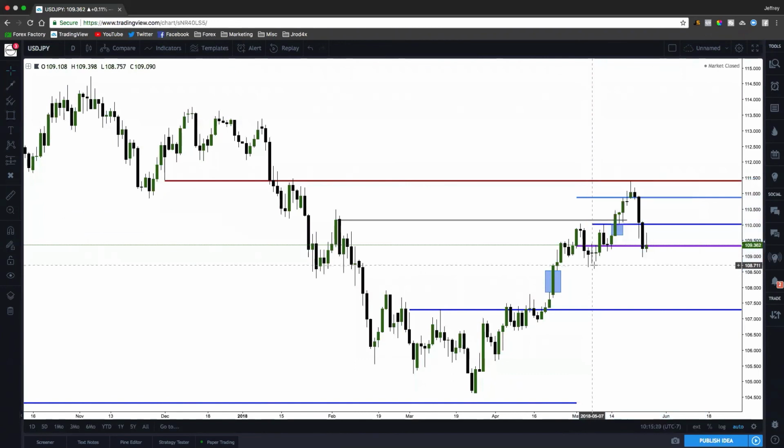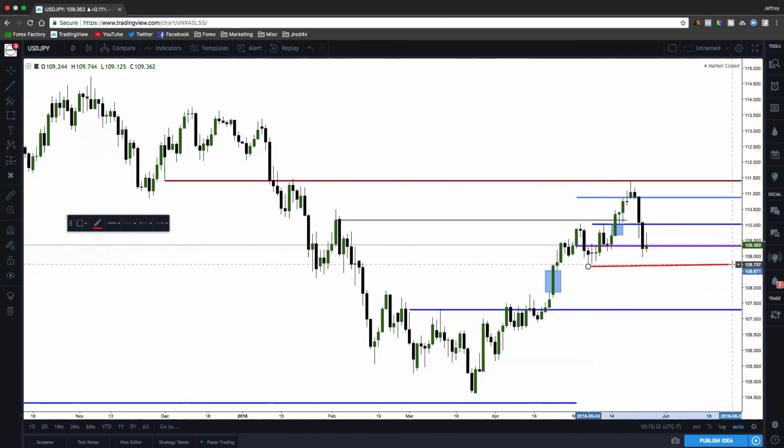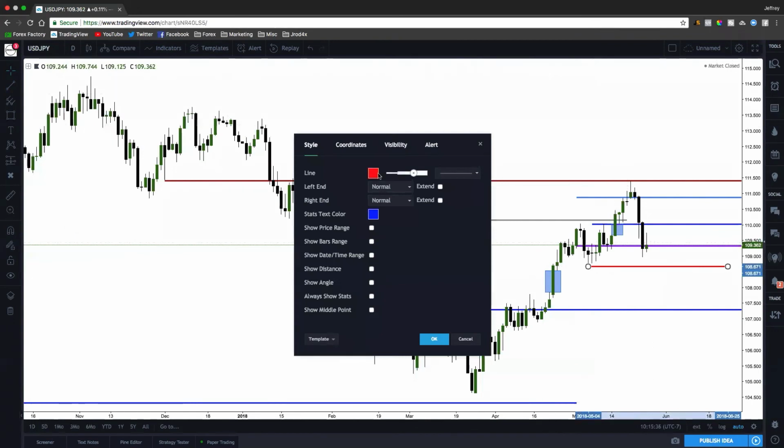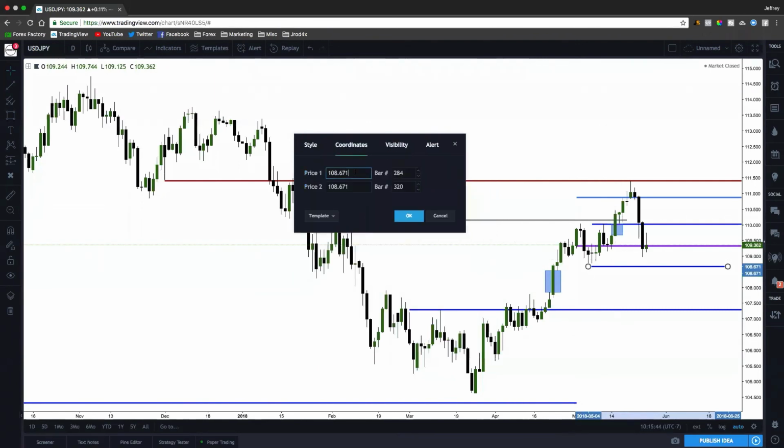First downside objective would be below this swing low right here. I'll take this box off. This swing low comes in at 108.64. Let me go ahead and map that. So 108.64 is going to be the next downside objective I'm looking for, and then 107.80 to 107.60.